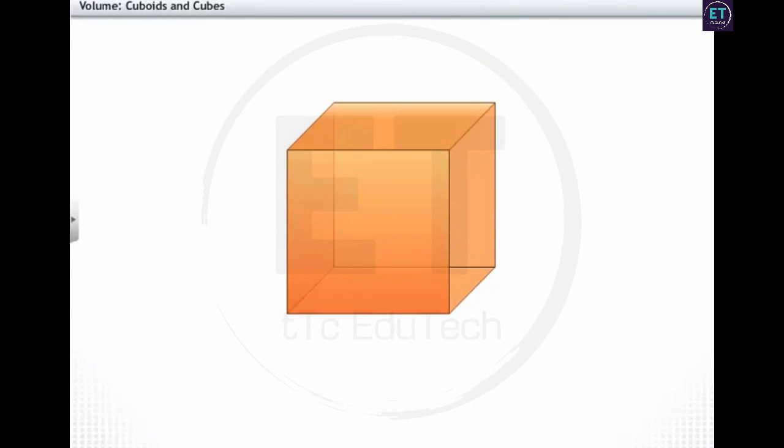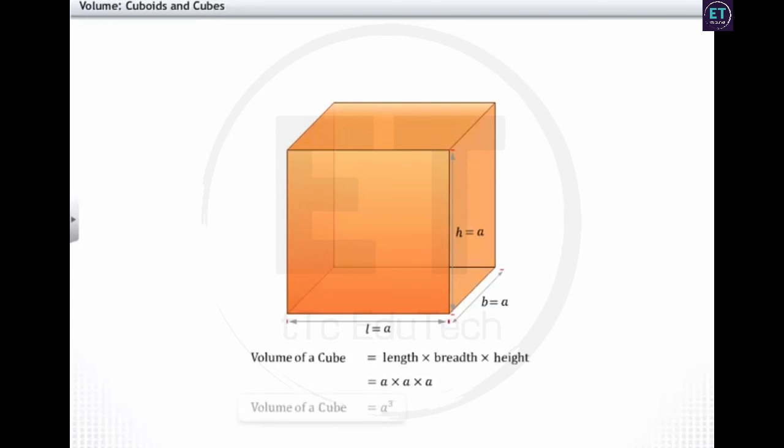In case of a cube, all its 6 faces are squares. Therefore, its length, breadth and height are all the same. Let's assume it is A. Substituting A in place of L, B and H in the formula, we get the volume of a cube as A cubed.